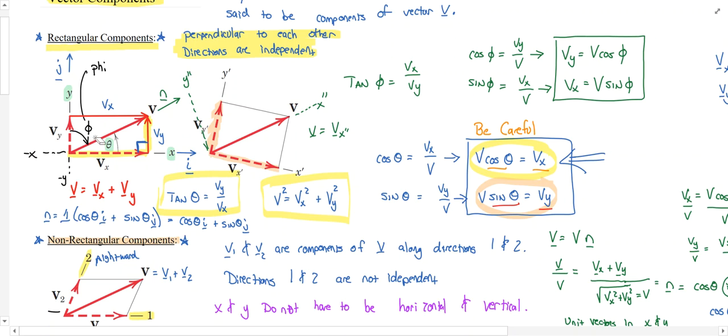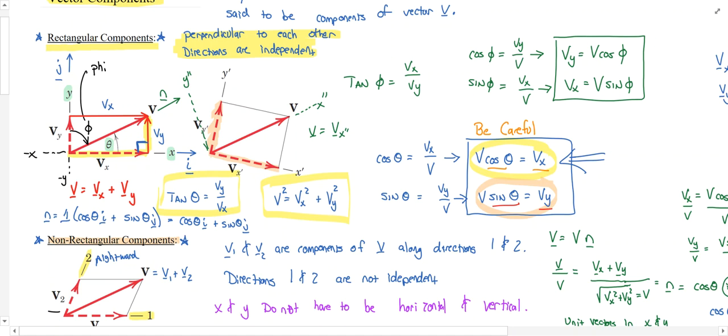Well, when I took an angle phi off of the y-axis, then I had Vy divided by v was the cosine of phi. So if I took the y component over the magnitude of the total vector, then I got the cosine of the angle that the vector made with the y-axis. Just like when I took the x component over the magnitude of the total vector, I got the cosine of the angle between the x-axis and the vector.